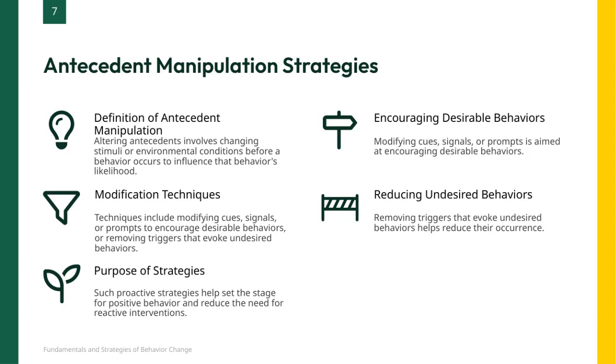Antecedent manipulation involves changing the stimuli or environmental conditions that occur before behavior, with the goal of influencing how likely that behavior is to happen. This means we can adjust cues, signals, or prompts to encourage positive behaviors. At the same time, we can remove or alter triggers that might lead to unwanted behaviors. The main purpose of these strategies is to be proactive, setting up the environment in a way that promotes good behavior and minimizes the need for reactive measures later on. By carefully modifying what comes before behavior, we create conditions that support success and reduce the occurrence of problems.